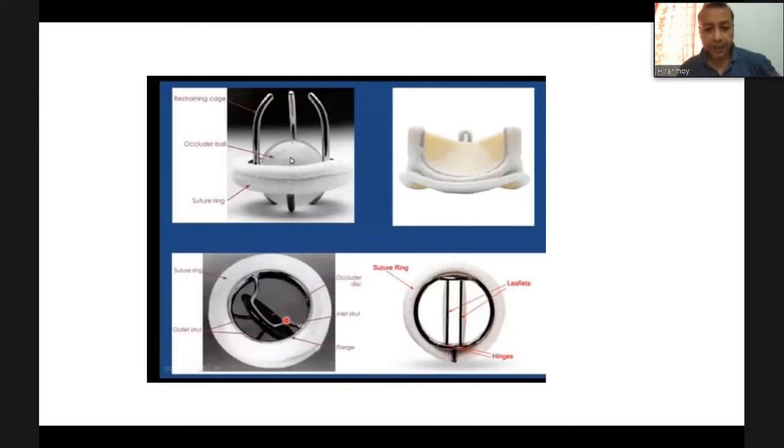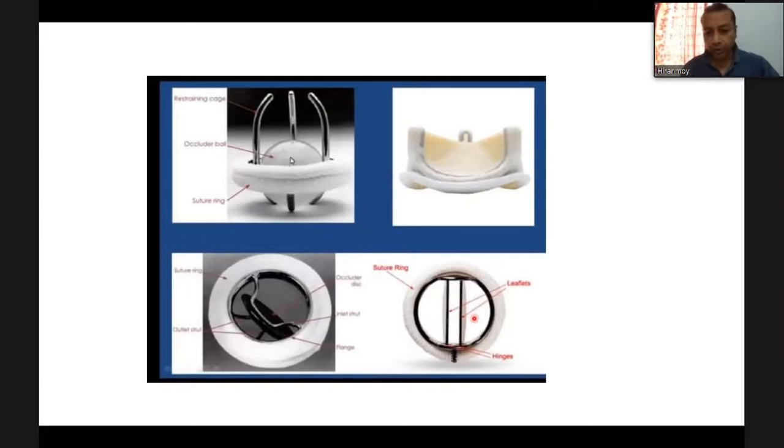And then the single leaflet tilting disc valve. This is the single leaflet tilting disc valve, and another name is Medtronic Hall valve. There is a single disc and it is tilted, and there are two orifices. It is a single leaflet tilting disc valve.